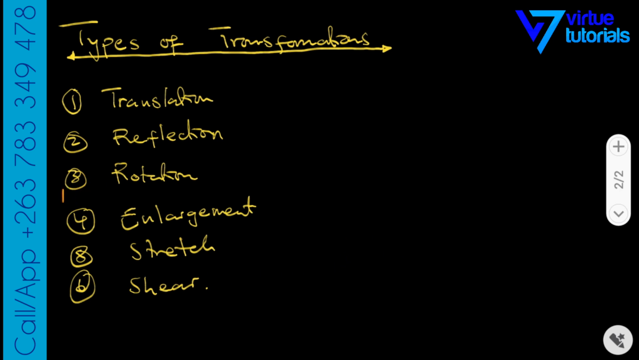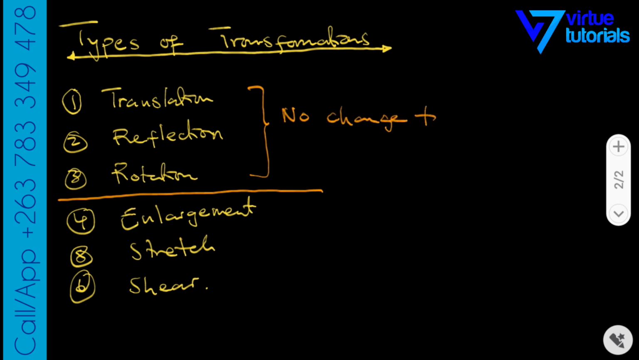Now, I like to divide these 6 into 2 groups, right? So we have the 3 above and we have the 3 below, right? If we look at these 3 above here, translation, reflection, rotation, there is no change to dimensions. So no change in dimensions. In other words, the shape does not change its appearance, right? The shape is the same size. All the sides are the same size. Nothing changes in the appearance of the shape.